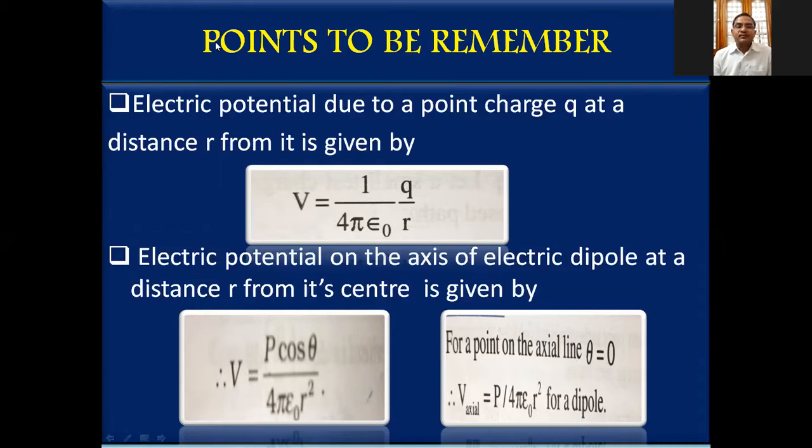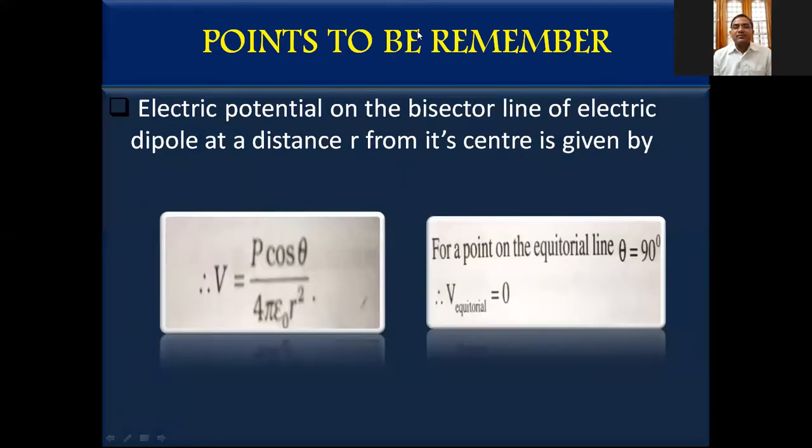Here you have to notice that V is inversely proportional to r, whereas the field strength E is inversely proportional to r square. The electric potential on the axis of an electric dipole is V equals 1 by 4 pi epsilon naught times P by r square. On the equatorial line of the dipole, theta equals 90 degrees, so V equatorial equals 0. At every point on the equatorial line, the potential is 0. This is called an equipotential line. Since there is no potential difference on the equatorial line, the work done in moving any charge from one point to another must be equal to 0.